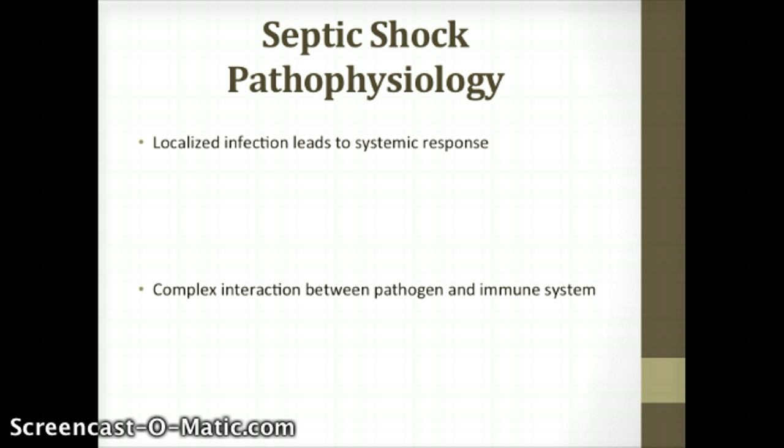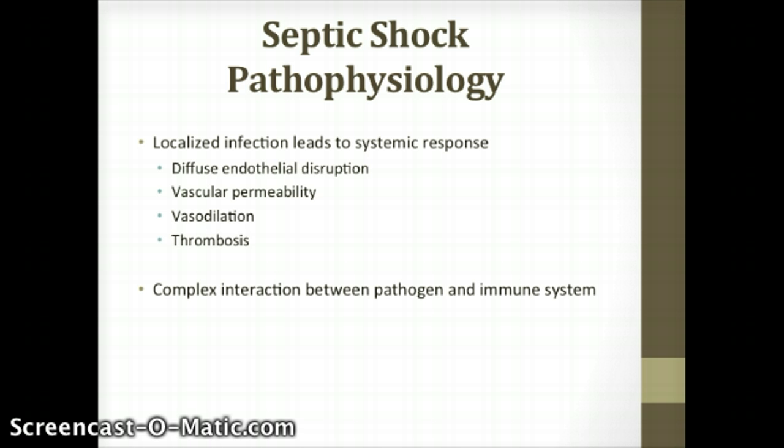During septic shock, the normal physiological response to localized infection occurs on a systemic scale. This leads to endothelial disruption, vascular permeability, vasodilation, and thrombosis of end organ capillaries. The pathophysiology of septic shock involves a complex interaction between the pathogen and the person's immune system. This immunologic reaction is characterized by a hyperdynamic state in which there is an increased cardiac output and decreased peripheral resistance.